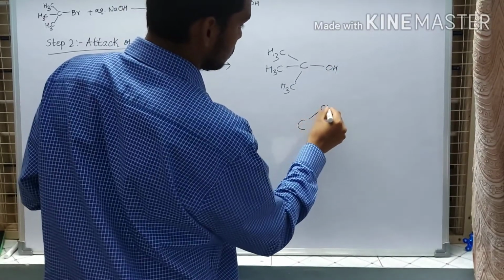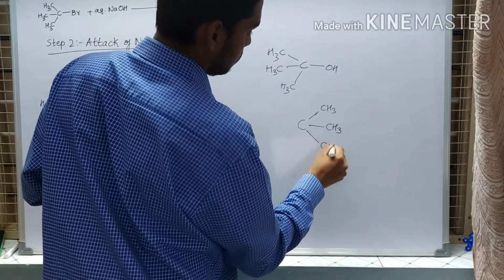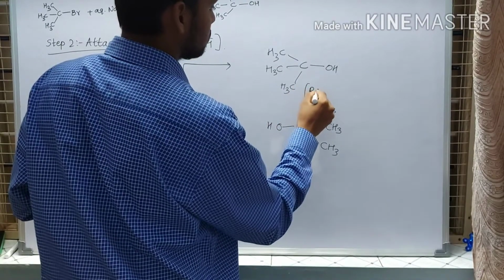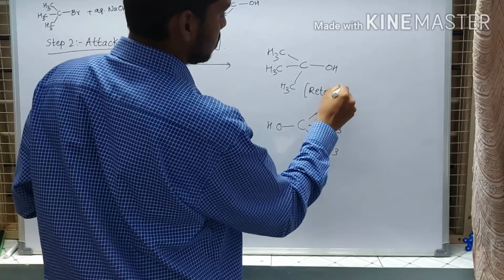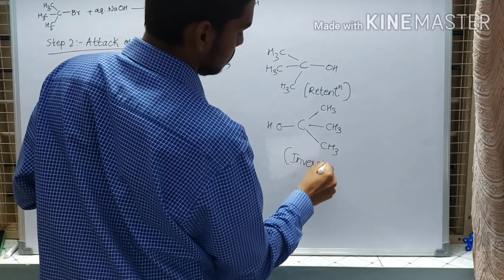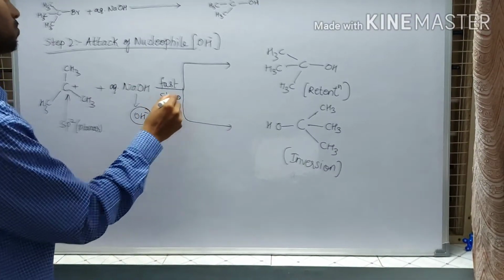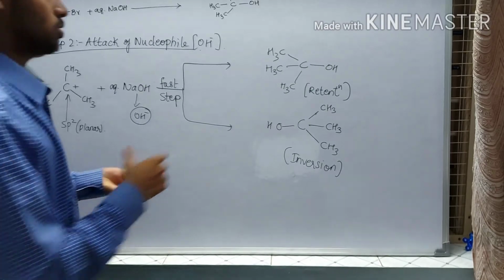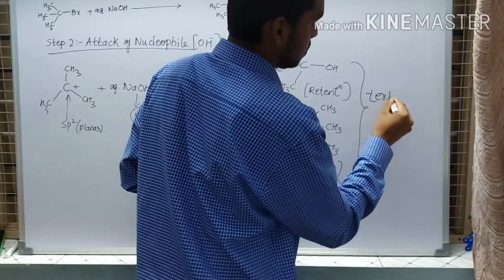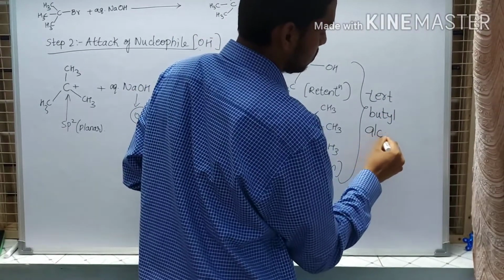The other one is in this way. This is the retention. The other one is inversion. This is the fast step. Whatever product I get, it is nothing but tertiary butyl alcohol.